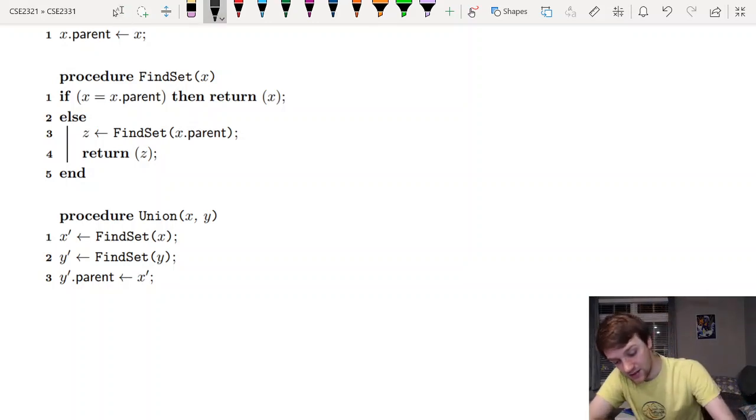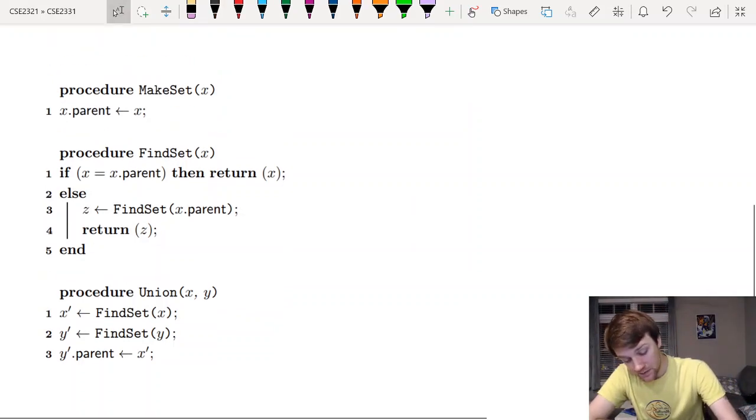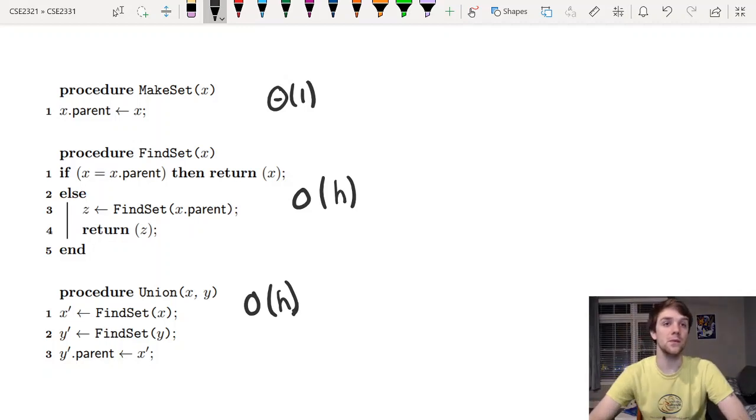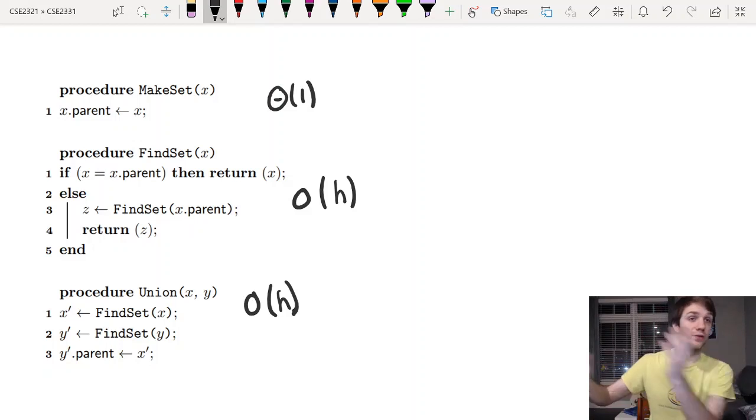These run in, just like we saw before, O of h for this one, where h is the height of the tree. This is theta 1, and this is O of h. So, we have a decent upper bound, but like we saw before, we might be able to make this better or worse. A problem with this implementation as we have it here is that we know nothing about the height of the tree. We want our trees to, in a generic sense, be somewhat balanced. So, how could we do that? Well, one way to do that is to always attach the shorter tree to the larger tree.